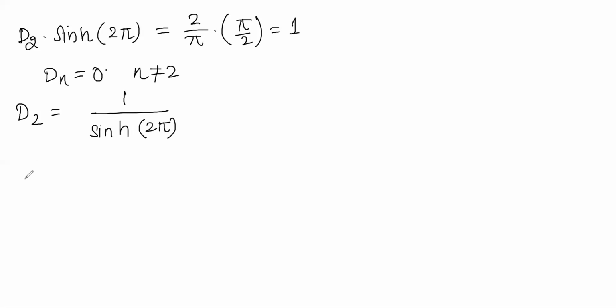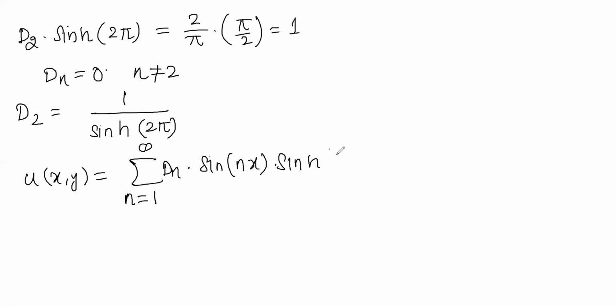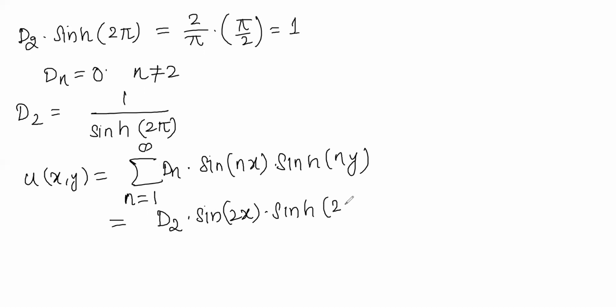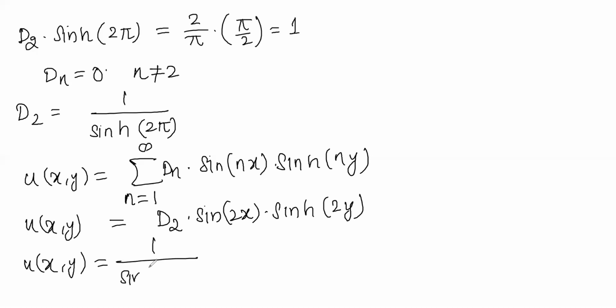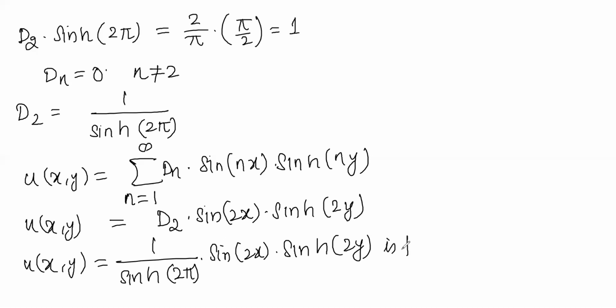So now let's plug it into the solution. My u of x y is nothing but the summation, n equal to 1 to infinity of dn sine nx and then sine hyperbolic n y. And we found that only d2 will survive, and the rest of them will be 0, so I'll remain with d2 only. That will give me sine 2x and then sine hyperbolic 2y. So that's my u of x y. I'll simply plug in what d2 is here. So u of x y will be equal to 1 upon sine hyperbolic 2 pi into sine 2x and then sine hyperbolic 2y. This is my required solution.